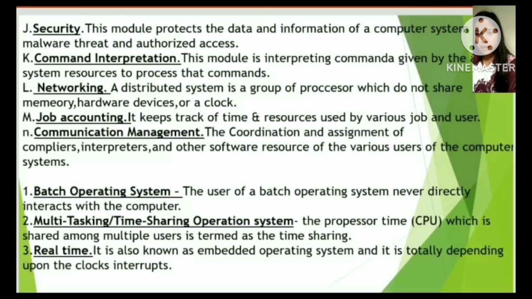Number 2 is the multitasking or time-sharing operating system. A time-sharing operating system enables people located at different terminals or shells to use a single computer system at the same time. The processor time, the CPU, is shared among multiple users, termed as time sharing.